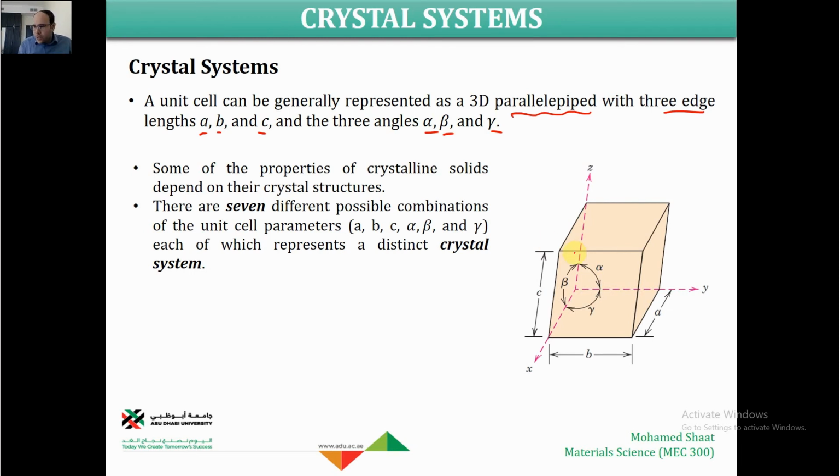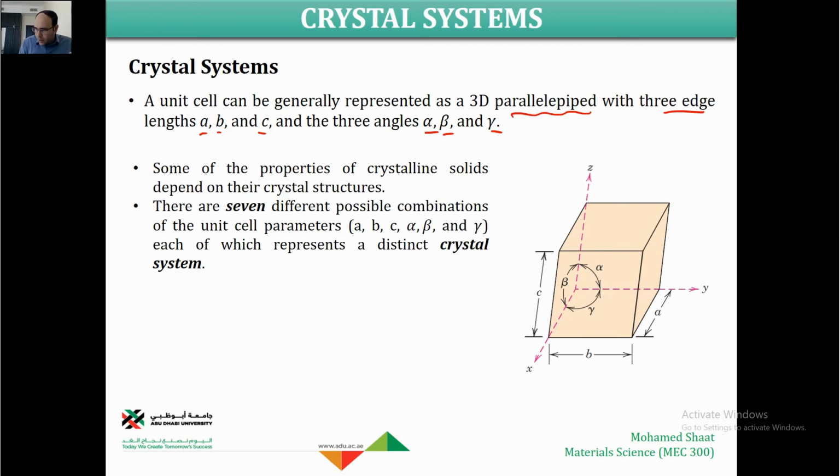So what is the difference here? We have the option that alpha could be equal to 90 degrees or not equal to 90 degrees. The same thing applies for beta and gamma. So these are 2 scenarios, 2 options.